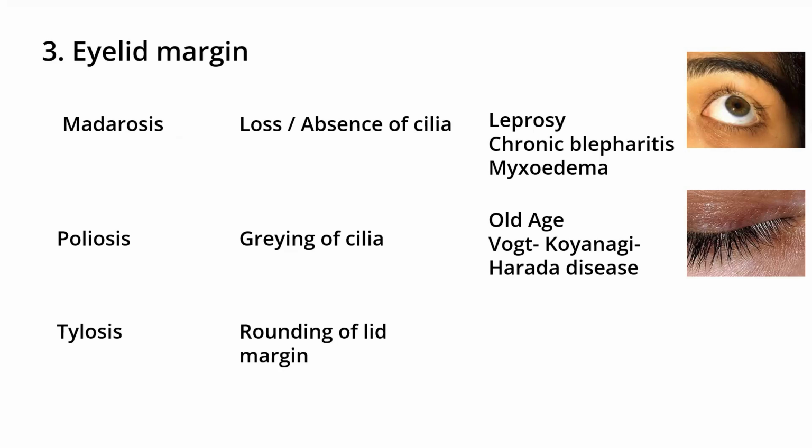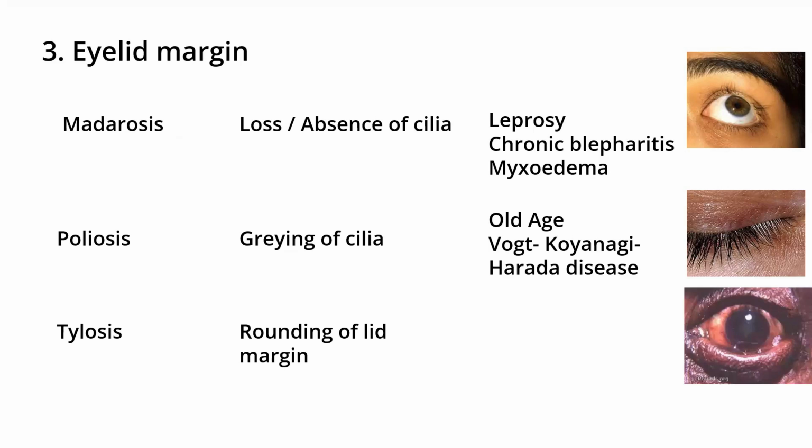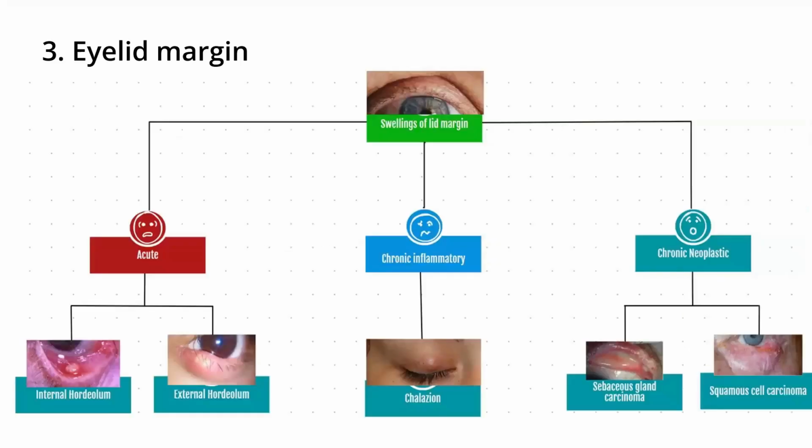Now, tylosis is rounding of the lid margin. Normally, the eyelid margin is sharp. Posterior eyelid margin is sharp. But here, you see that this margin is rounded up. So again, this is called tylosis. Chronic blepharitis leads to rounding up of the lid margin.